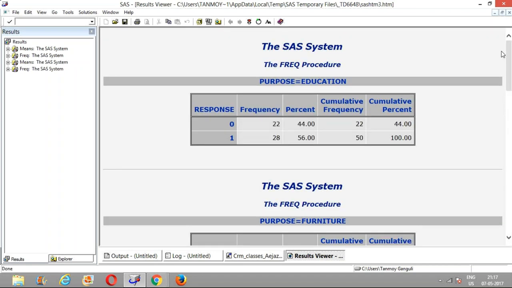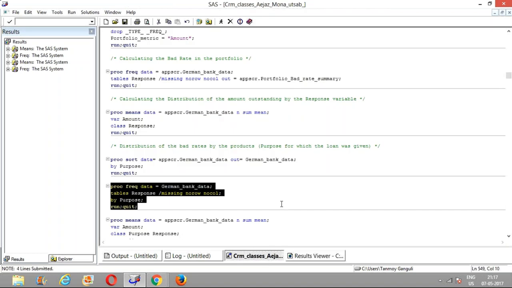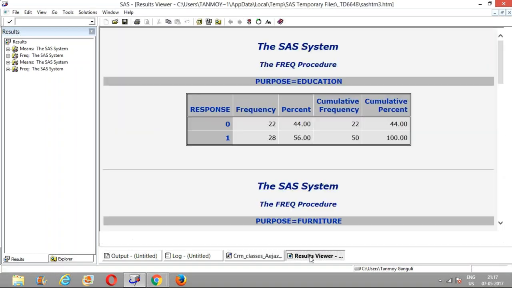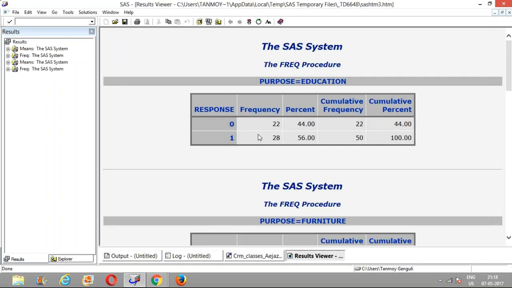So let's look into, what I'm trying to look into is the total number of bad rates by the purpose. So how has the bad rate been distributed by the products? What I see is for education loans, there are 50 people who had applied for education loans. And out of them, 22 were people with low credit scores, or they were bads. So therefore, I can see there is a 44% bad rate for people who had taken education loans.